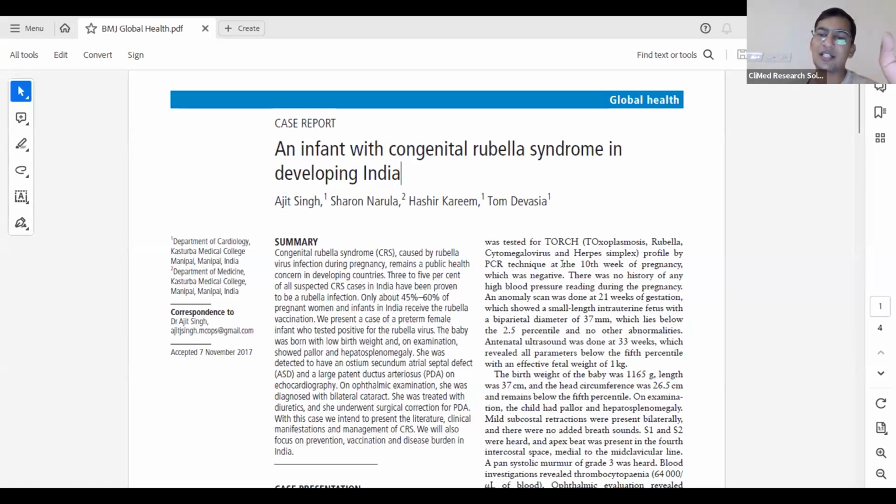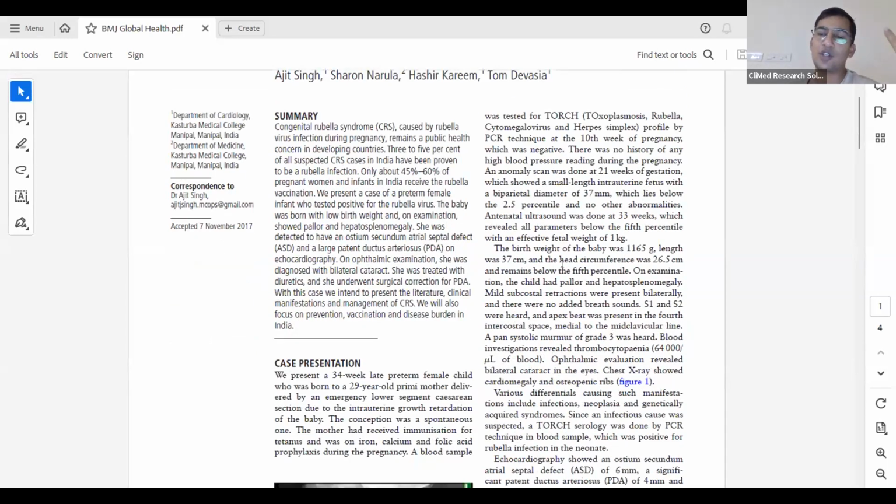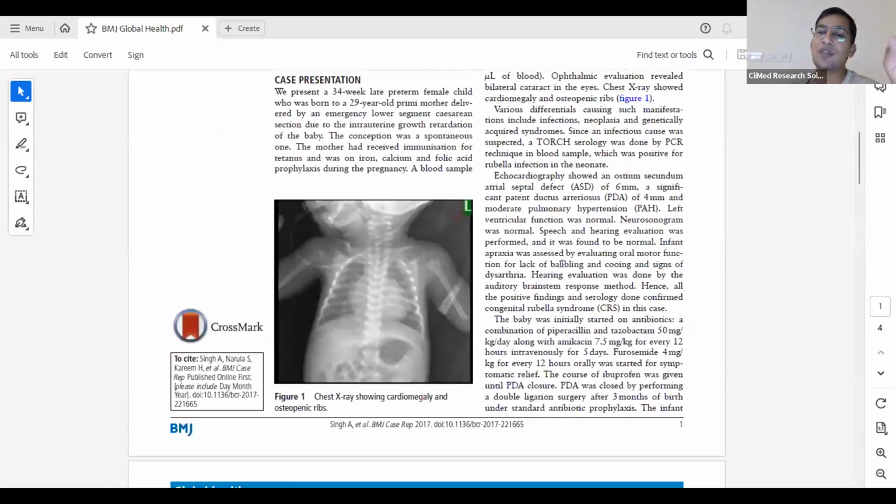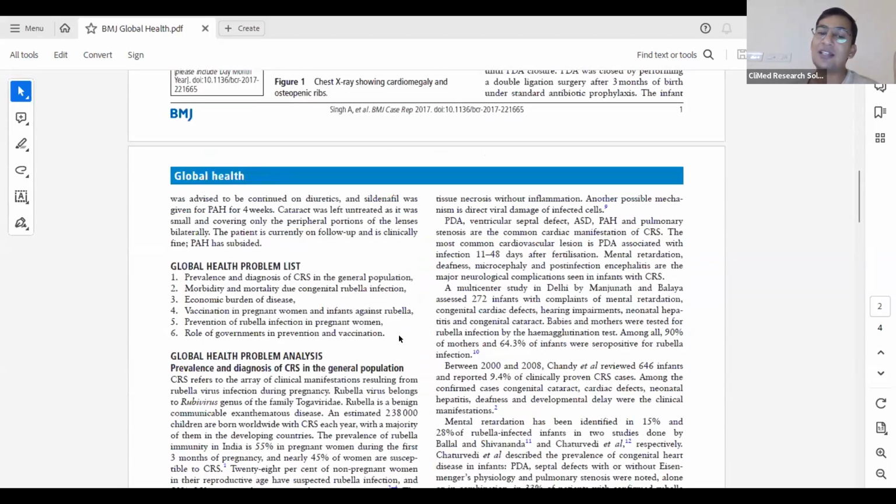So those things can be addressed through one case: how you found it, what investigations you did, what treatment you gave. First you have to mention the case entirely, and then they give the list of global problems. BMJ has a list of problems you must explain through the case report. See, prevalence and diagnosis of congenital rubella syndrome in the general population, morbidity and mortality due to congenital rubella infection, economic burden of the disease.